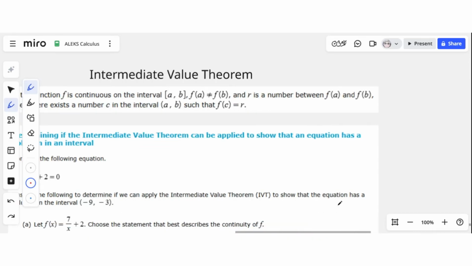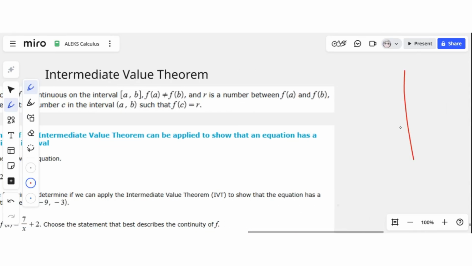So that's a lot to take in. Let me try to draw a picture to explain this. So we've got some function doing something, and we're going to choose an interval. So let's say this is a, and this is b over here. So this point right here, the y value would be f of a, and here the y value would be f of b. So as long as we know this is continuous, we know that there's some number that's between these two numbers, f of a and f of b, that satisfies some point f of c is going to equal that number.